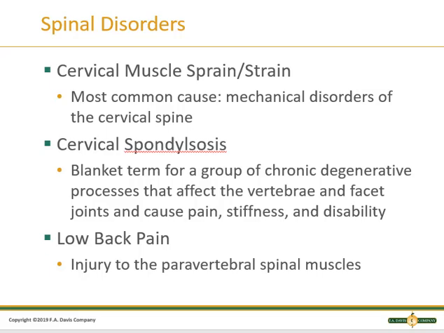may be needed. Next, let's briefly talk about lower back pain, and it's an injury to the paravertebral spinal muscles. Lower back pain can impact approximately 70% of adults at some point in their lives, and about 90% with acute lower back pain spontaneously recover within 1 month.